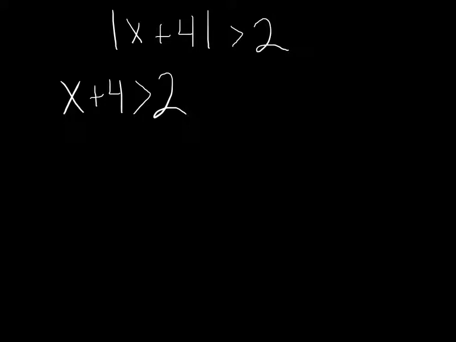Because if the x plus 4 stays positive, then that has to be greater than 2. However, the value of x plus 4 may be negative, and once we take the absolute value of it, it still may be greater than 2. So another equation we have is x plus 4 has to be less than negative 2. And this is because a value less than negative 2, such as negative 3, when you take the absolute value of that, would just be 3, which is then greater than 2.